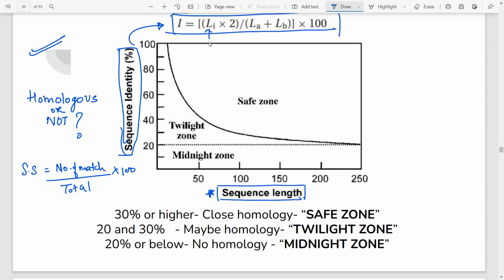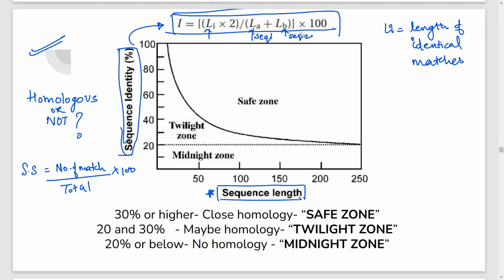Sequence identity I is equal to Li, where Li stands for the length of identical matches. Like in our previous example, we found that there are 5 similar nucleotides, 5 matches. So Li would be 5, into 2, divided by La, where La is the length of sequence 1 and Lb is the length of sequence 2, into 100. So by aligning and calculating the sequence identity, you can then determine whether it is homologous or not.